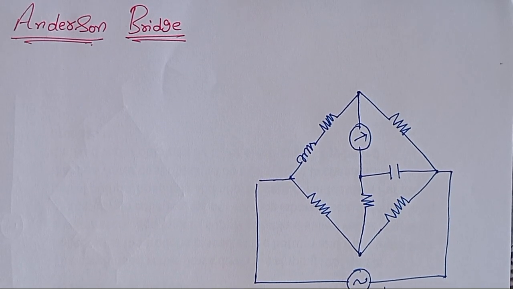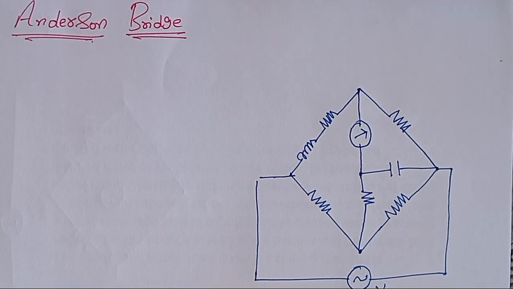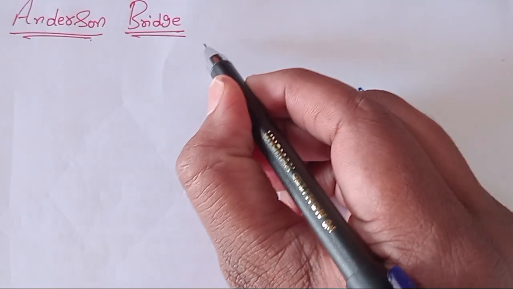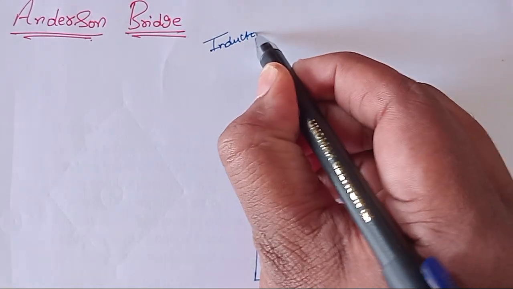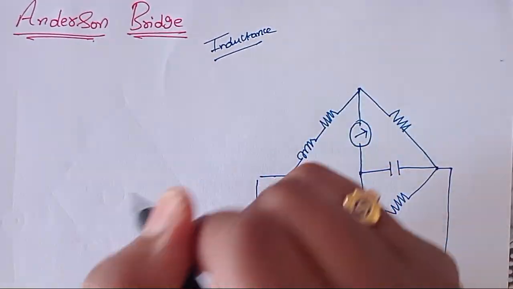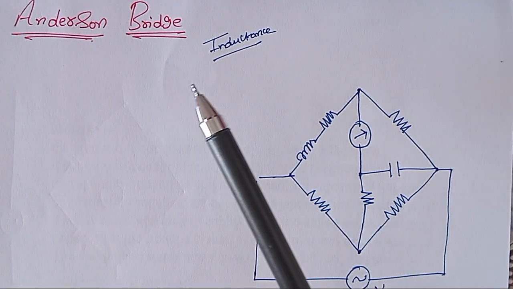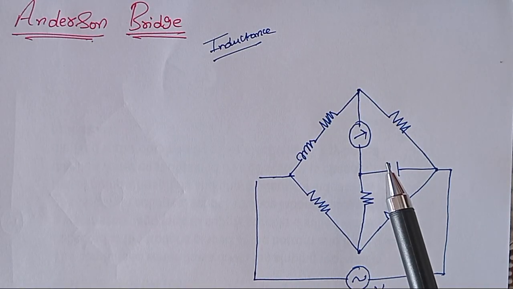Now our topic is the Anderson bridge. This Anderson bridge is used to measure an unknown value of inductance. To measure the unknown value of inductance, this Anderson bridge is used. So this is the existence of the Anderson bridge.